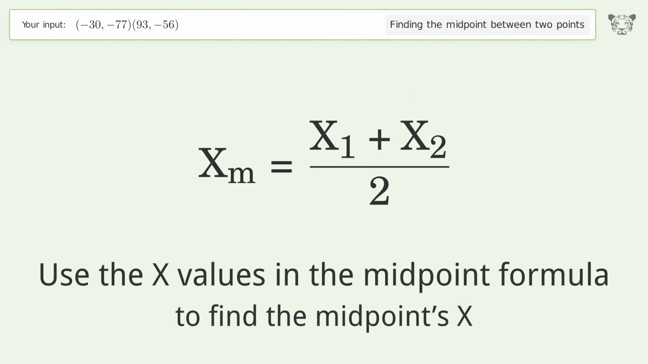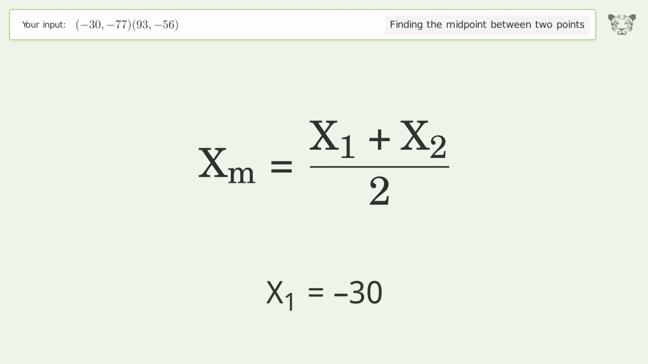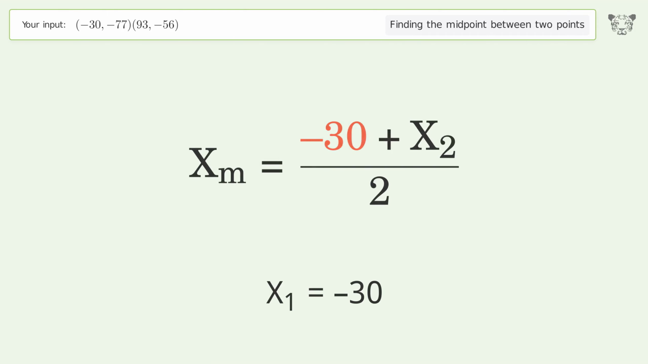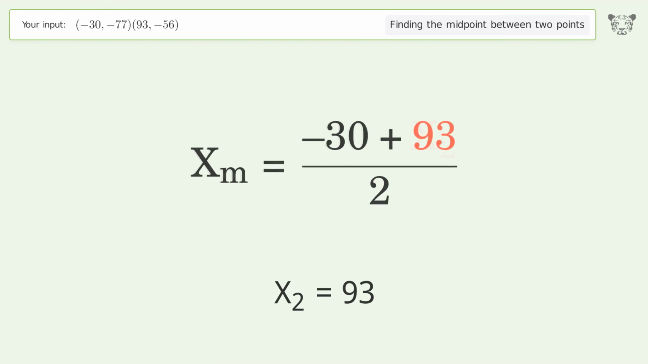Use the x values in the midpoint formula to find the midpoint's x. x1 equals negative 30. x2 equals 93. Simplify the arithmetic.